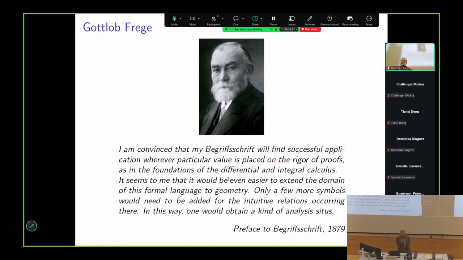And already Frege had this idea in the preface to his Begriffsschrift, the founding document of modern logic. He says, "I'm convinced that my Begriffsschrift will find successful application wherever particular value is placed on the rigor of proofs, as in the foundations of the differential and integral calculus. It seems to me that it would be even easier to extend the domain of this formal language to geometry. Only a few more symbols would need to be added for the intuitive relations occurring there. In this way, one would obtain a kind of analysis situs." I think that's exactly what we've got.